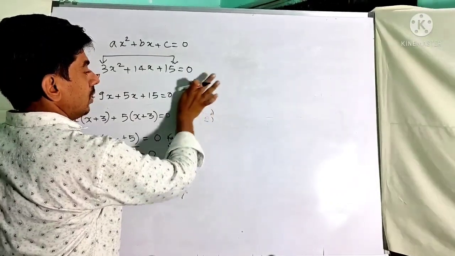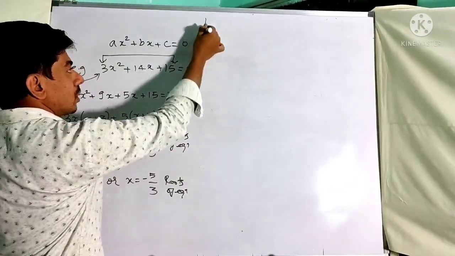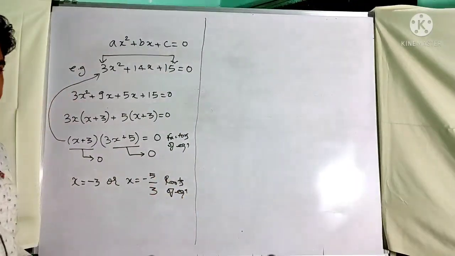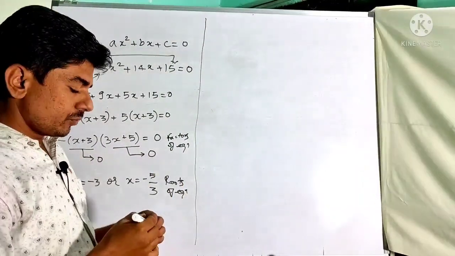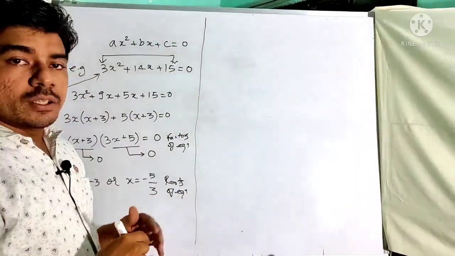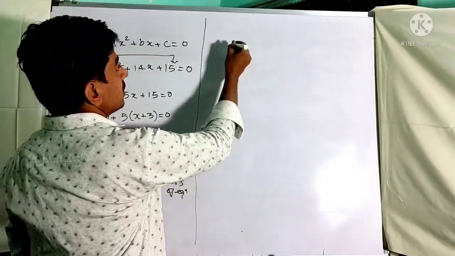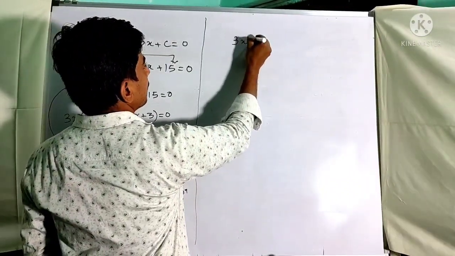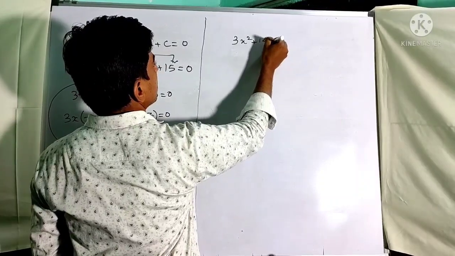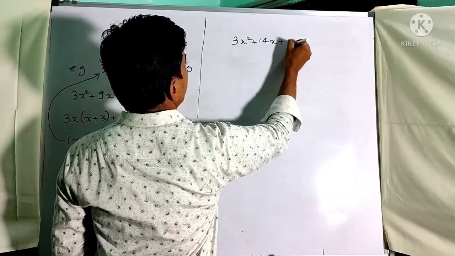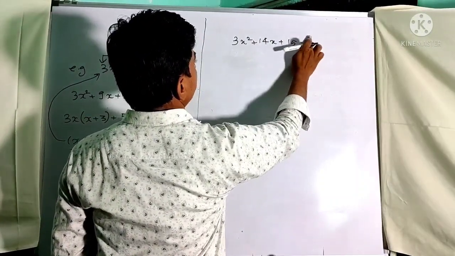Okay, now we are going to start with our shortcut method. It will be very interesting to understand this. Let's take the same example. 3x square plus 14x plus 15 equal to 0.